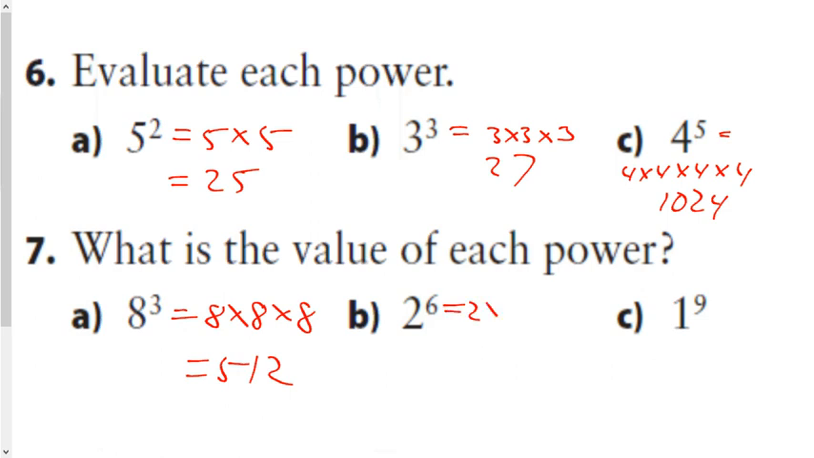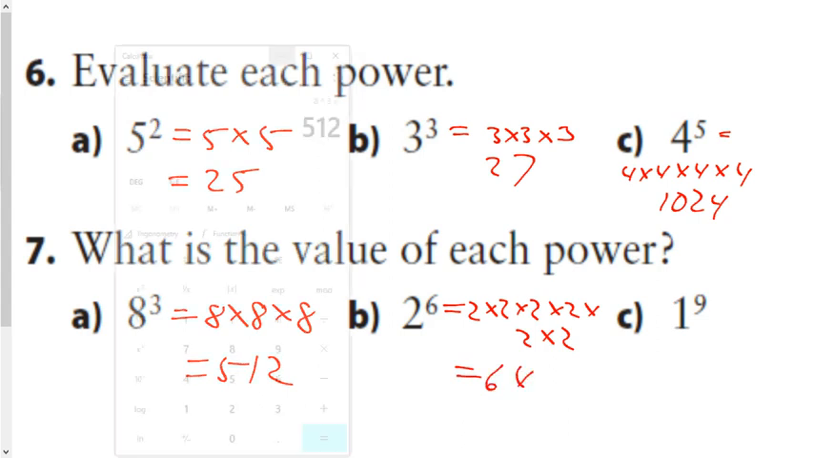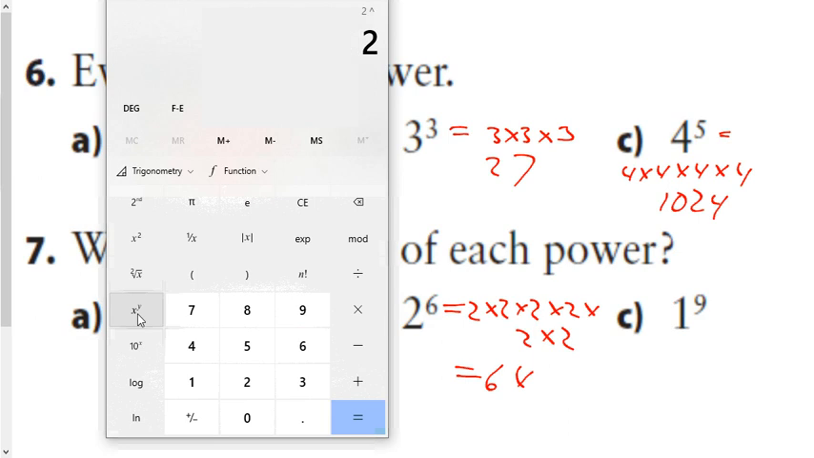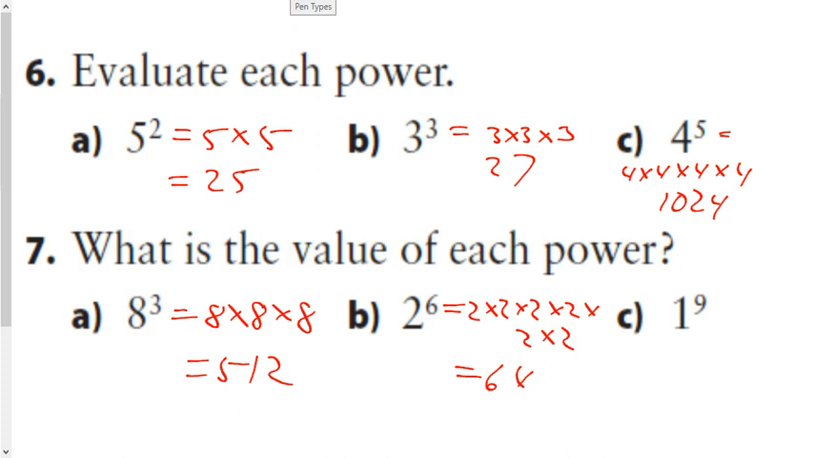2 times 2 times 2 times 2 times 2 times 2. 2 times 2 is 4, times 2 is 8, times 2 is 16, times 2 is 32, times 2 is 64. So 2 to the exponent of 6 is 64. Double check with the calculator: 2, x^y, 6 equals 64. And finally, 1 multiplied by itself any number of times will still have a standard form of 1. So regardless of what your exponent is, 1 to any exponent will always have a standard form of 1.